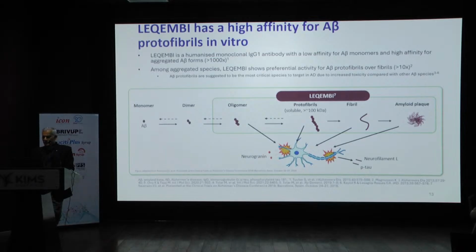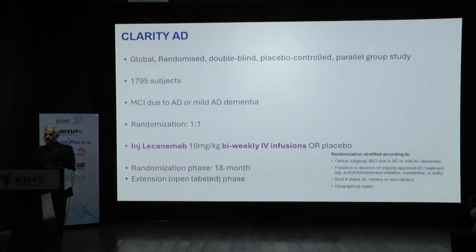So this is the Leqembi, or the lecanemab, which targets the protofibril, and they bind to that. These are IgG monoclonal antibodies developed to target and bind to these protofibrils, and in effect the body removes these protofibrils from the system so that the plaques are not going to develop. This is the primary idea of the drug.